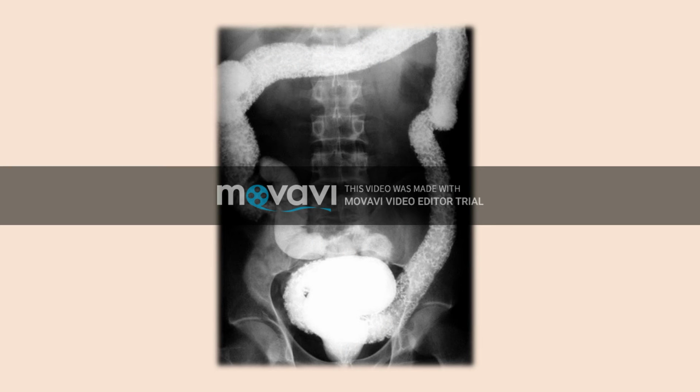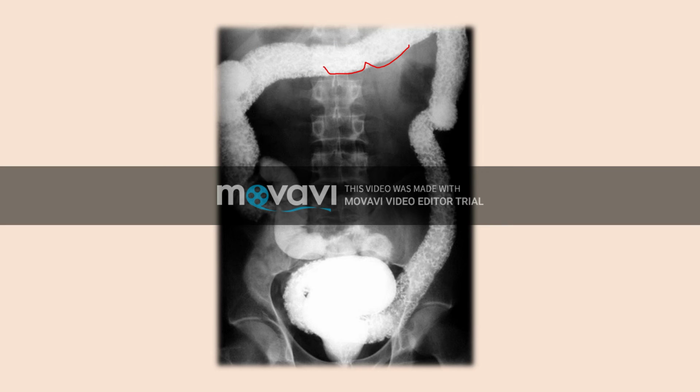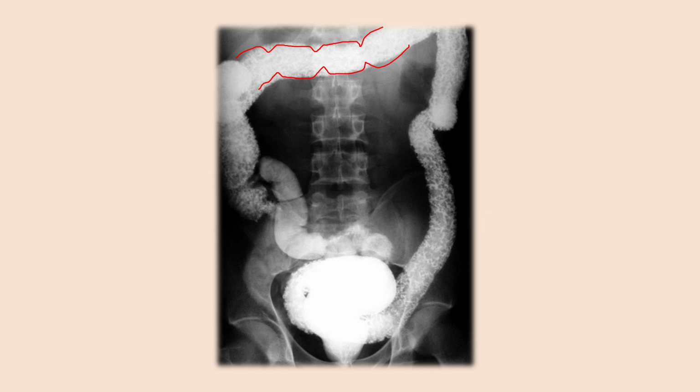Here's the barium enema. You can see the granularity of the colon wall, which represents the inflammatory process going on in the colon, and also there is loss of haustral marking that are usual in colon. They're usually like, the haustra are usually like this. So in the process of inflammation, this haustral marking is lost.